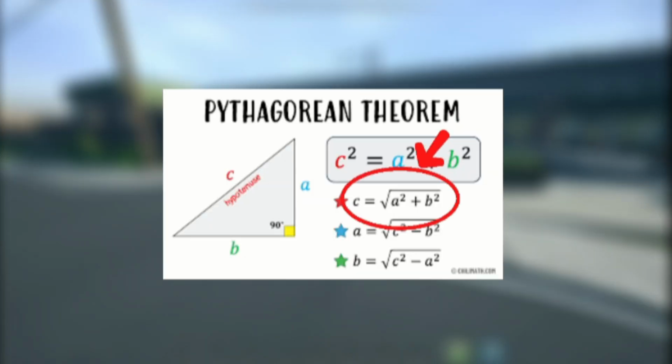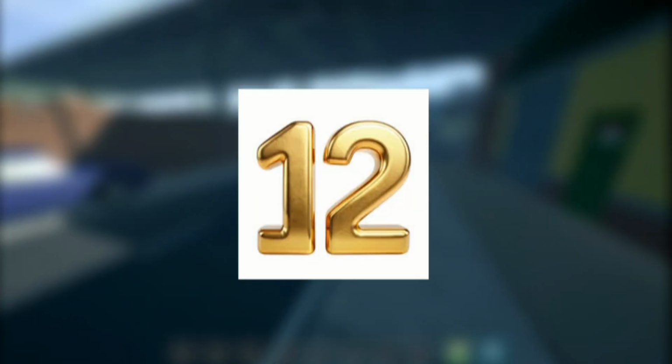Now I'm going to give you an example of the Pythagorean theorem. Let's say we have a is 5 and b is 12. So it's a squared plus b squared equals c squared. So 5 will be a and 12 will be b. So our equation looks like this now: 5 squared plus 12 squared equals c squared.